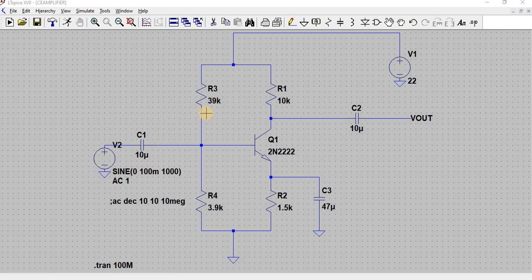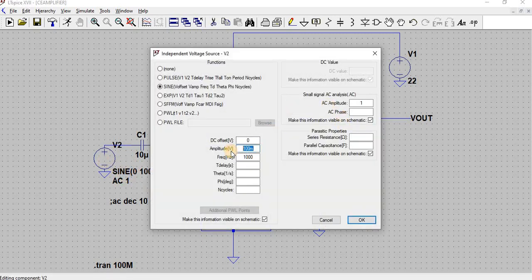Biasing can be done in three ways: fixed bias, emitter bias, or voltage divider bias. Here we have followed the voltage divider bias. On the input side, the resistance has been divided by means of R3 and R4, and then we have a collector resistance and an emitter resistance. These are the coupling capacitors. Here we have given an input of 20 millivolts, and the frequency I have given is 1000 hertz.